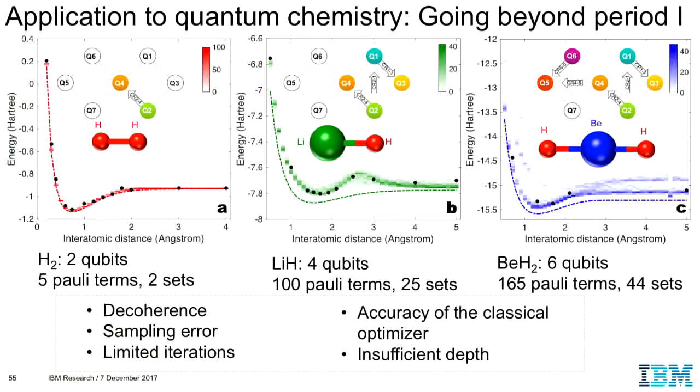So this came up yesterday as well, but this dotted line on this plot is the actual energy. The black dots are the experimental results. These density plots are from the numerical simulation using what we understand about the device. So these are some things that we know about the device. What brings this error is the decoherence, sampling errors, limited iterations, accuracy of the classical optimizer, and also insufficient depth. So this kink is due to not having enough depth. All these experiments were done with depth 1.